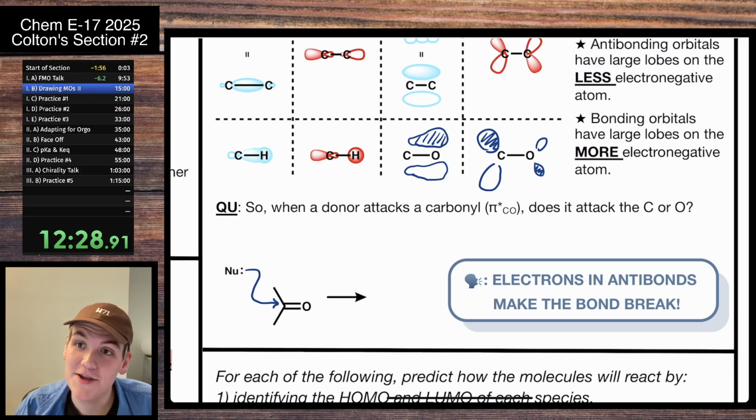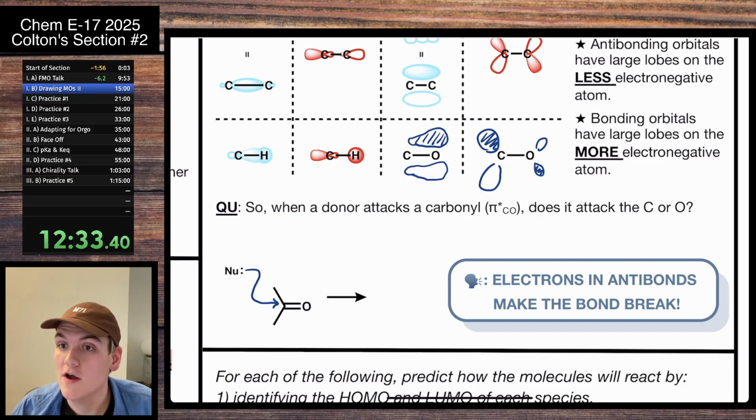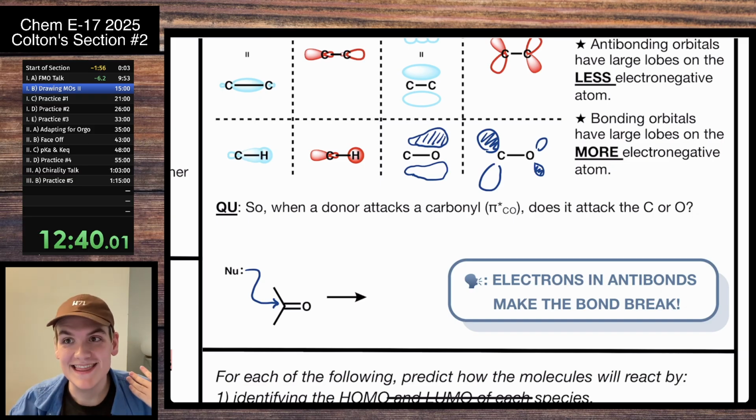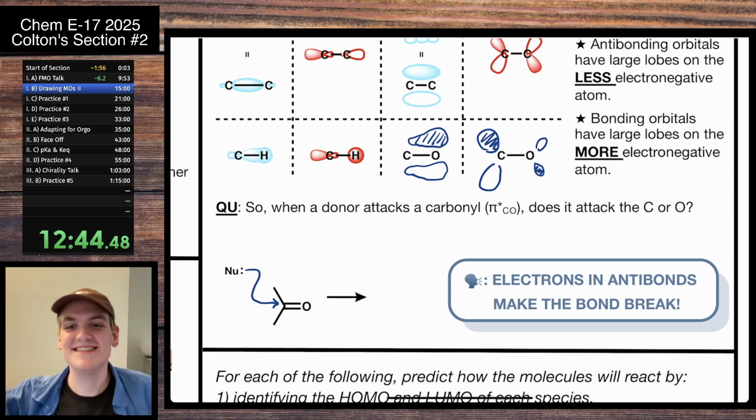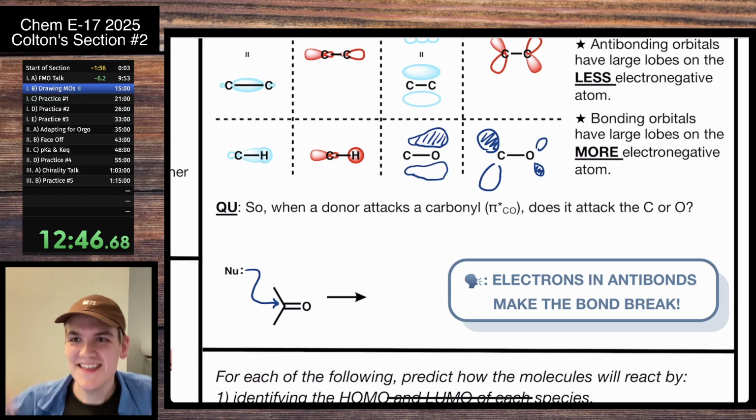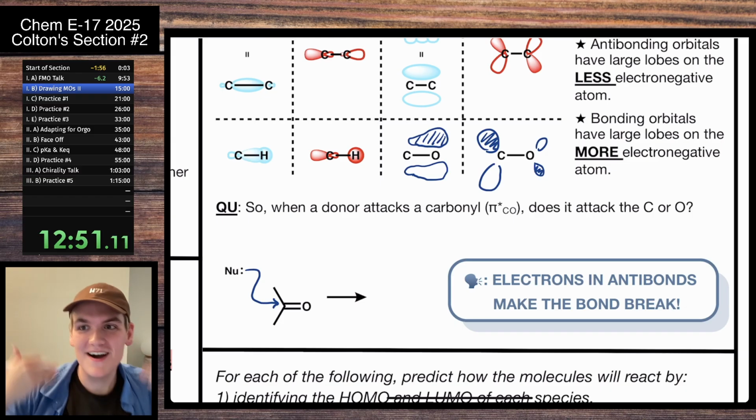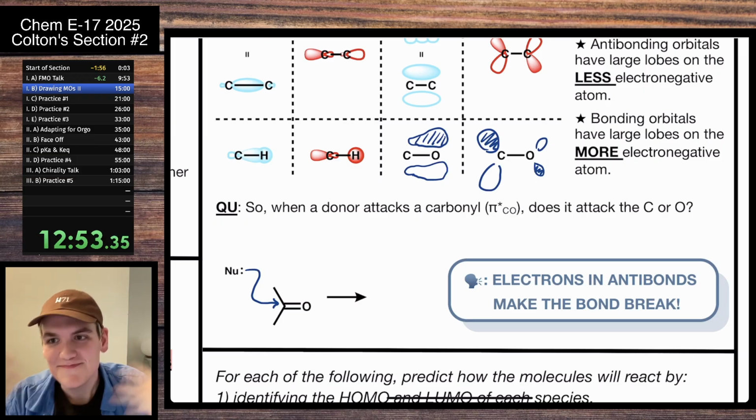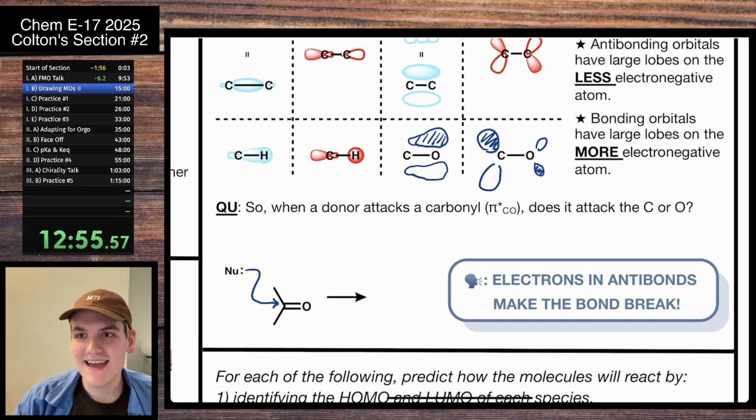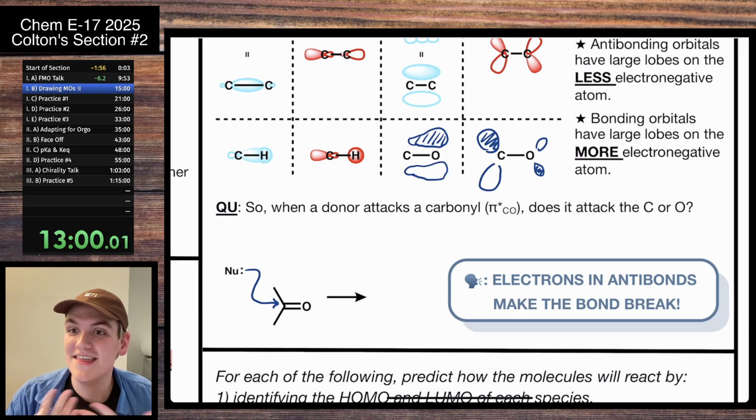But one thing that you need to know is electrons cannot sit in antibonds for the purposes of our class. And so if we are putting electrons in antibonds, we are breaking the bond. The little chant that I do with the class normally in person is: electrons in, antibonds make the bond break. It's a call and response, where I do electrons in, antibonds, and then y'all do make the bond break. The fact that I want y'all to ritualistically chant this is how big of an idea it is.